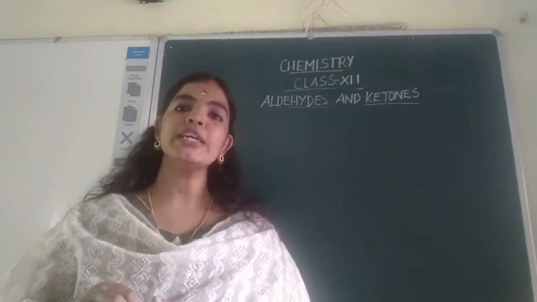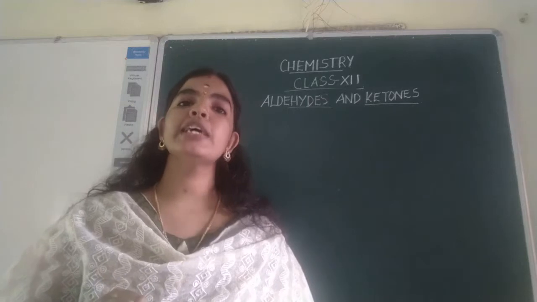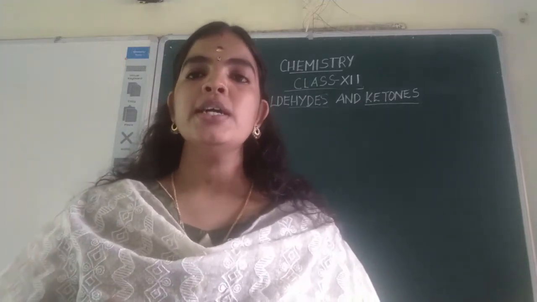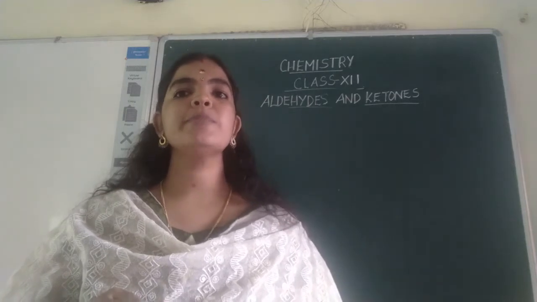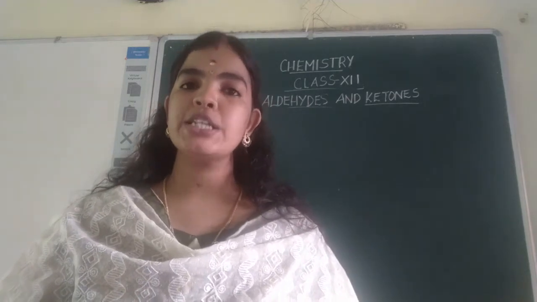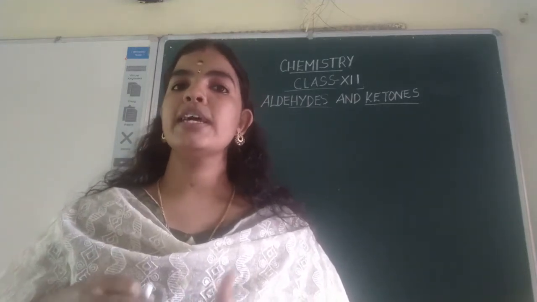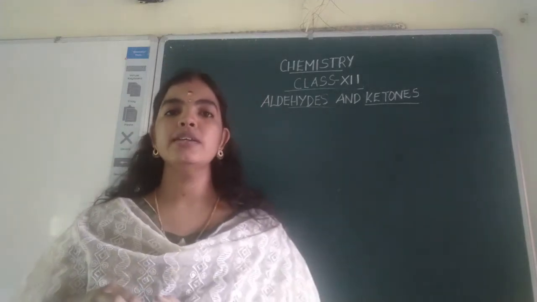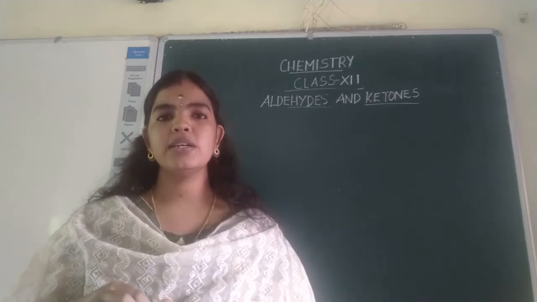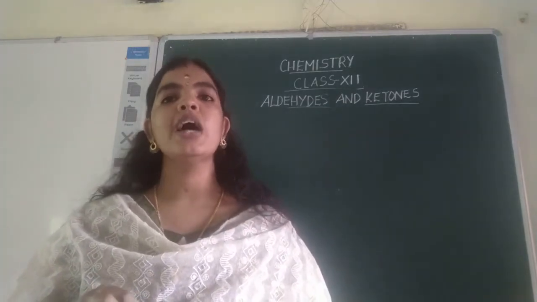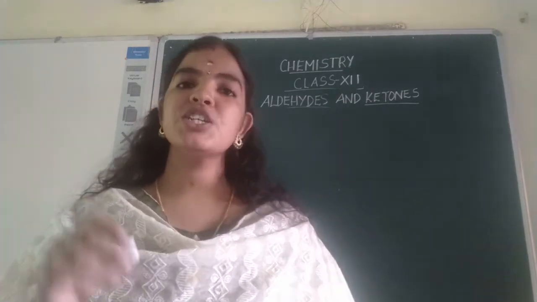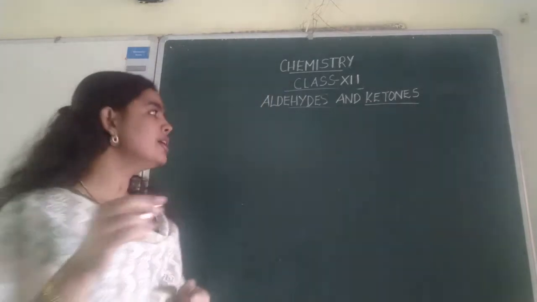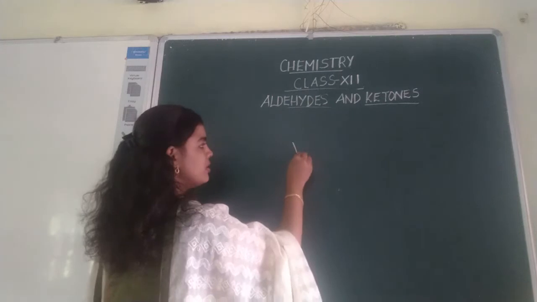Today we are going to take the topic chemical properties of aldehydes and ketones. In the last class we discussed the preparation of aldehydes and ketones. Today we can move on to the chemical reactions shown by aldehydes and ketones. Before that, which is the functional group present in aldehyde and ketone? The functional group present in aldehyde and ketone is the carbonyl group.